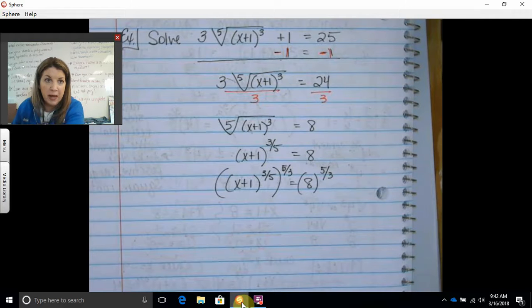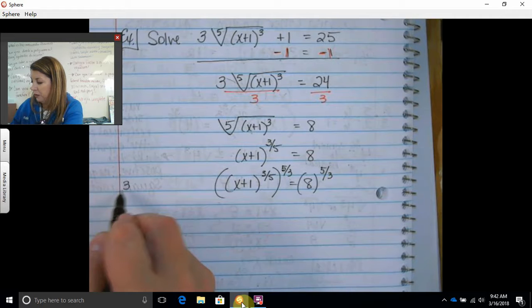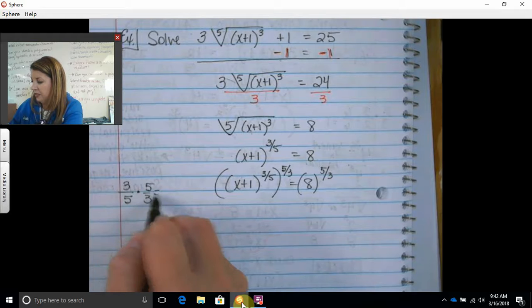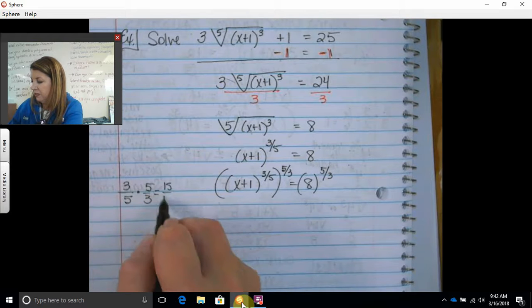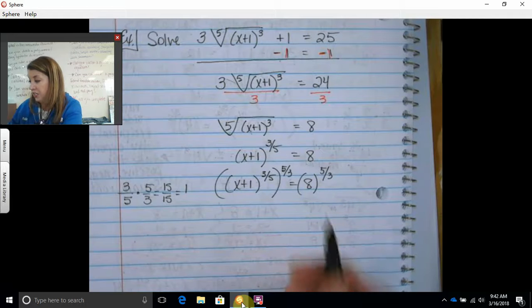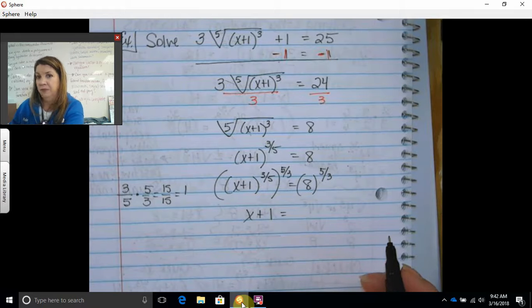Because 3/5, a power raised to a power, the rule says when you have a power that has a power, that's the power to a power rule. The rule says you multiply the exponents. So that turns into 15/15, which reduces to 1. So x plus 1 raised to the first power is just x plus 1. Boom, we got rid of the fractional exponent.